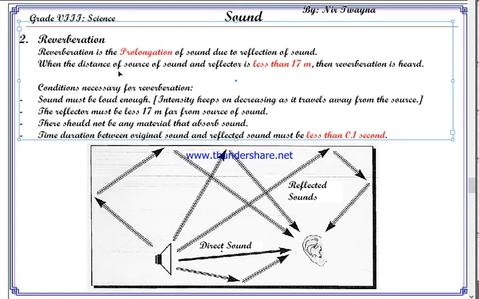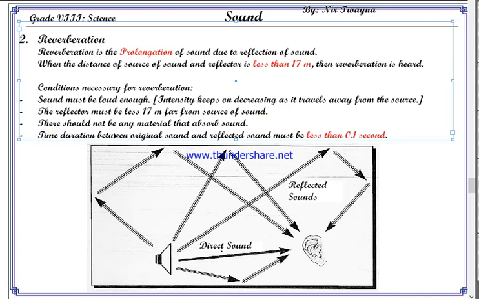Now what should be the distance between source of sound and reflector for reverberation to occur? It must be less than 17 meter. Yes, the reflecting surface must be closer to the source of sound for reverberation to occur. The conditions necessary for reverberation are: sound must be loud enough, that is the first condition, as it is for echo. Second one, the reflector must be less than 17 meter far from source of sound.